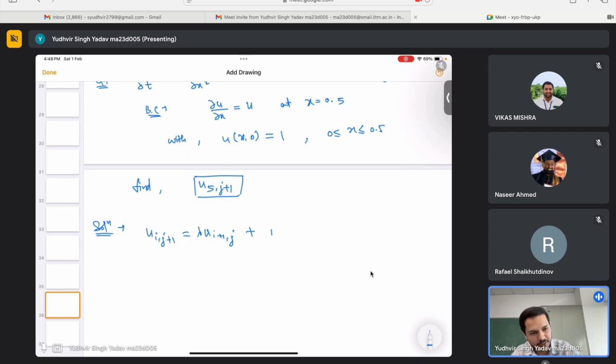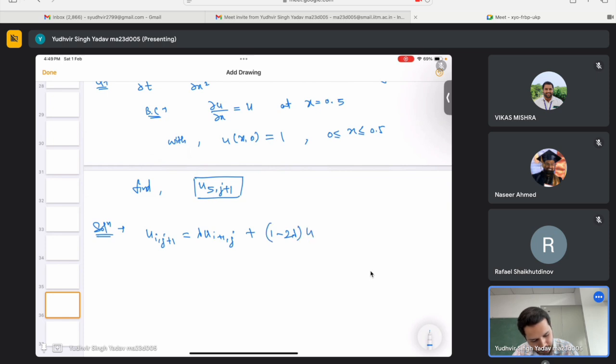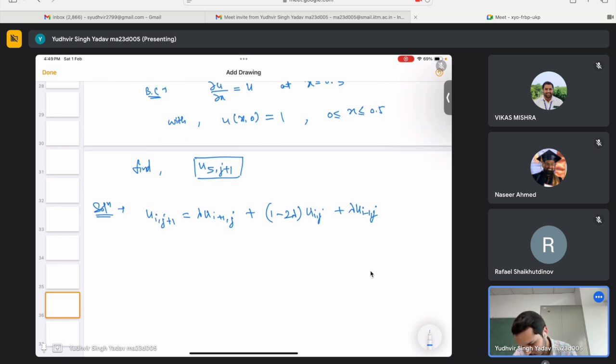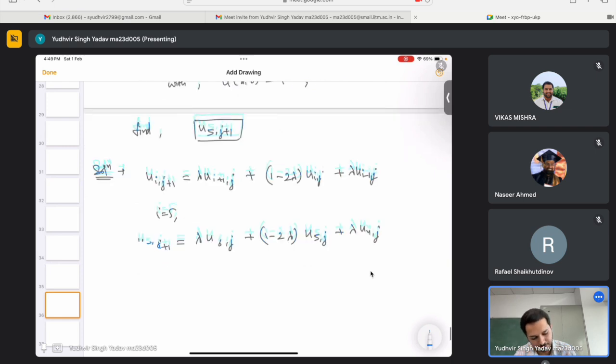So first we need the explicit scheme, which is u i, j plus 1 equals 1 minus 2 lambda times u i j plus lambda times u i plus 1 j plus lambda u i minus 1 j. We need to find the value of u5, j plus 1. So if we put i equals 5, we have u5, j plus 1 equals lambda u6, j plus 1 minus 2 lambda u5, j plus u4, j.